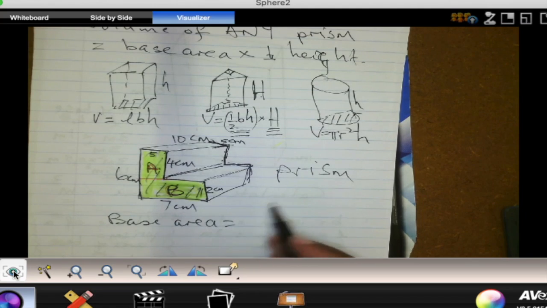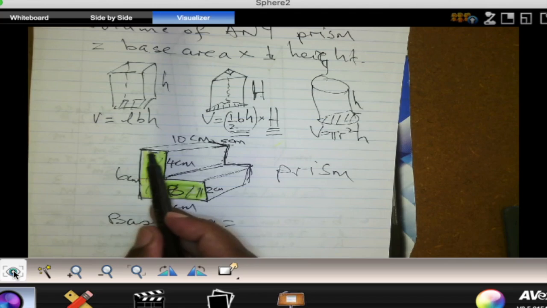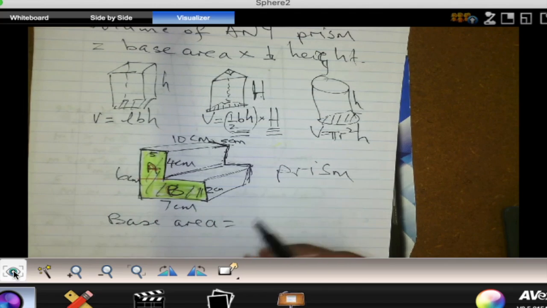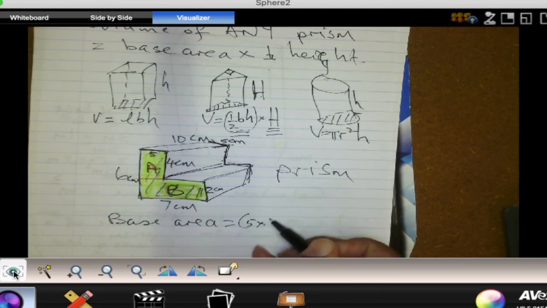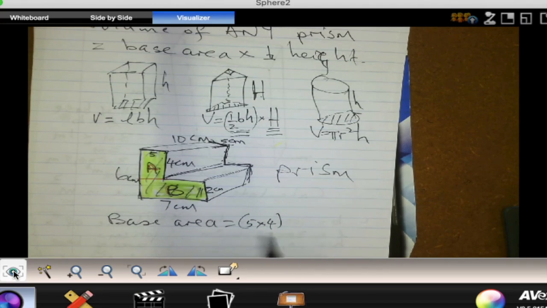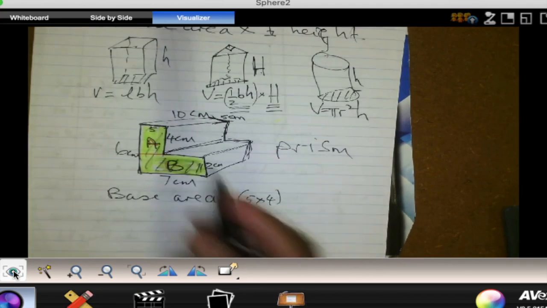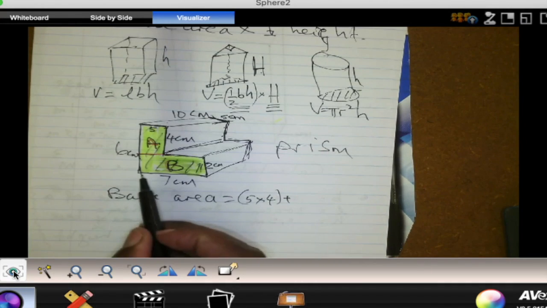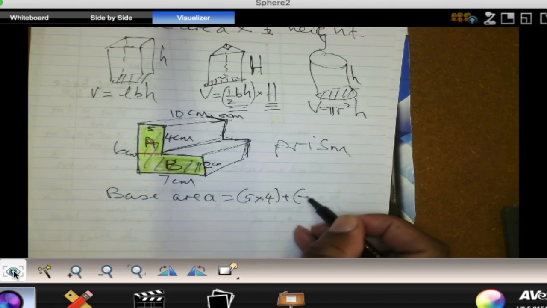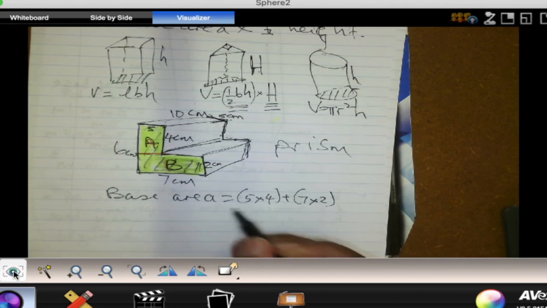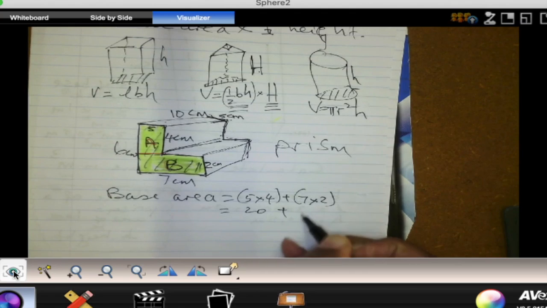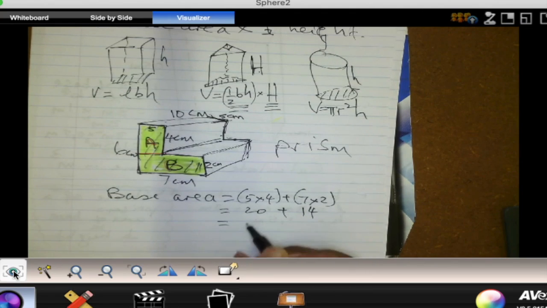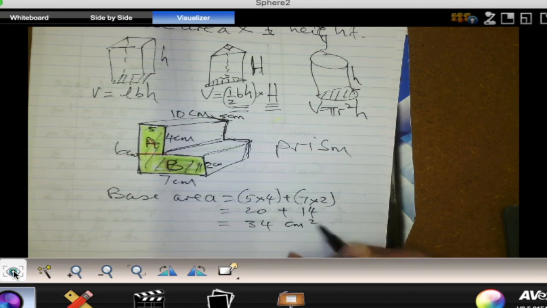5 multiplied by 4, right? Okay, so 5 times 4. Will you please show me that the 20 is coming from 5 times 4? So A is 5 times 4. What about B? B is all this now. 7 times 2. Right, 7 multiplied by 2, which is 14. So 20 plus 14 is equal to 34. What are the units? Square centimeters, right? So this is the area of the base.